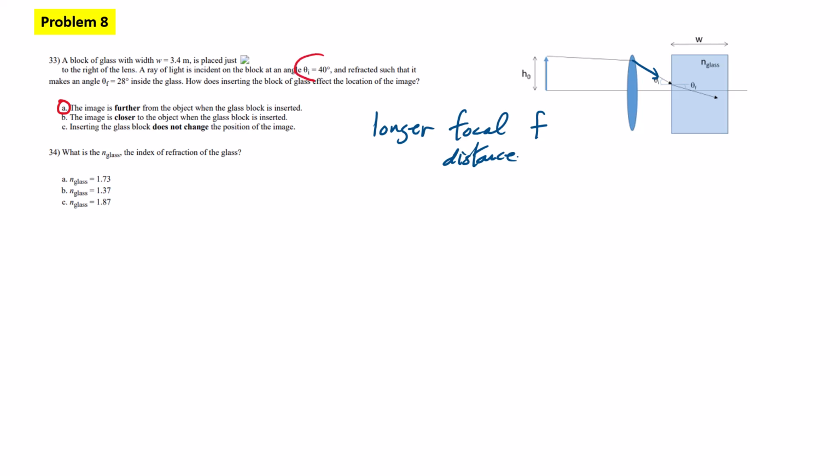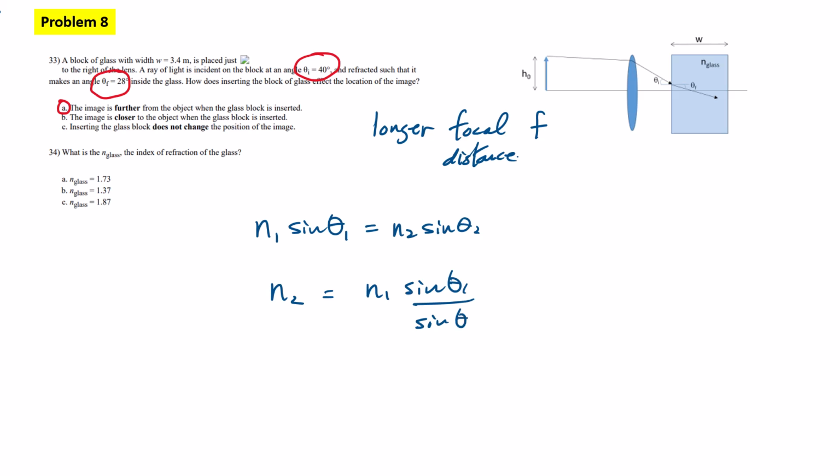Well, we are told this angle, 40 degrees. We're also told the angle inside the glass. So this is a straightforward application of Snell's law. We also notice from the figure that the angles are defined with respect to the normal over here, so we are good to go. I can write N1 sine of theta 1 equals N2 sine of theta 2. My goal is to solve for N2, so N2 is equal to N1 sine theta 1 over sine of theta 2.